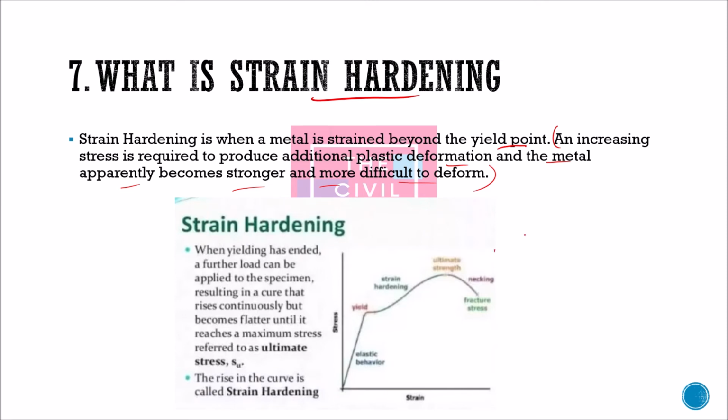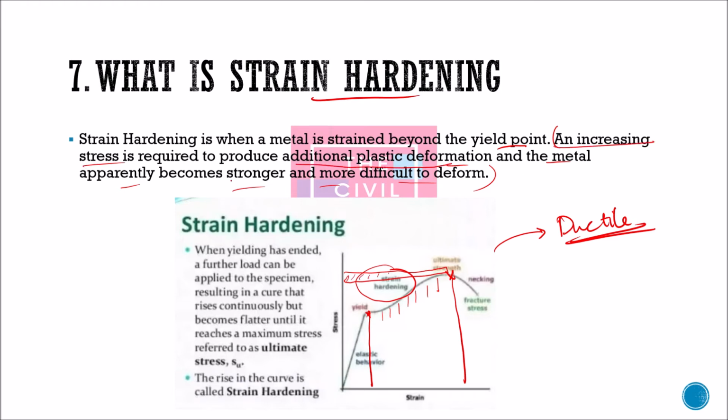So if you look at here, this is my yield point, and after my yield point up to my ultimate strength, there is a part. This part is called my strain hardening. And in this strain hardening, you can see that after the yield point, in order to produce a considerable amount of strain in a material, I will have to increase the stress that I am inducing on the subject. So an increasing stress is required to produce additional plastic deformation, and the metal apparently becomes stronger because it is able to elongate more, and it is also able to take more stress. So it is becoming very strong in this strain hardening region.